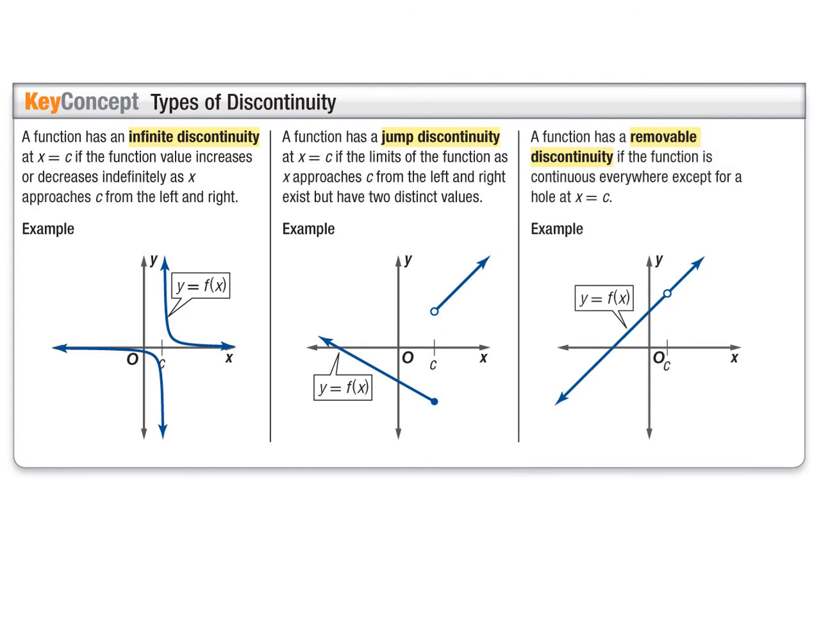The third type of discontinuity is called removable discontinuity, sometimes also referred to as a hole or point discontinuity. Sometimes the language that you use for these can blend between things, but this one is usually called a removable discontinuity if the function is continuous everywhere except for the value of the hole at x equals c, and we have our example here. So these are the 3 types of discontinuity, which will cause a function to be discontinuous at a certain point.